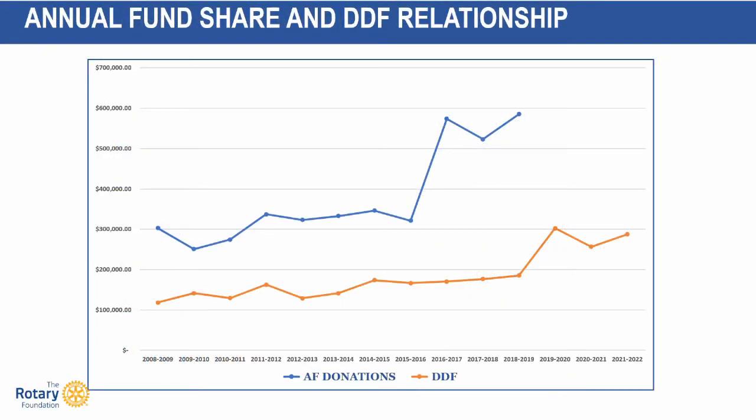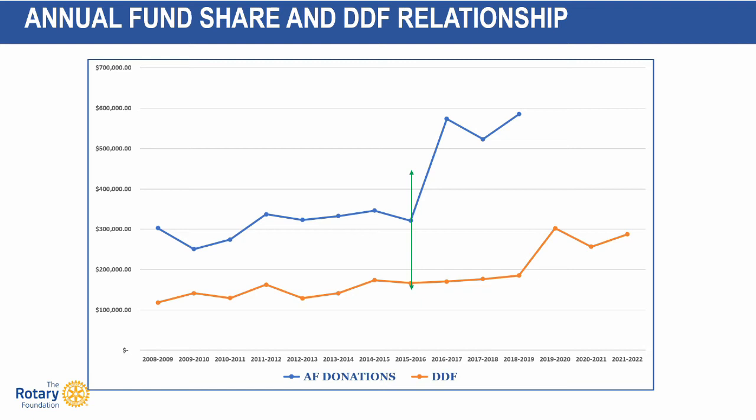This chart shows donations to the annual fund share and the generation of district designated funds. The blue line, which is the top line, represents the annual fund share donations from our members. The orange or the red line is the district designated funds that have been returned to our district as a result of the donations to the annual fund share. From 2008 to 2015, our district contributed about $321,000 annually, which was pretty consistent for that period. For that same period, our district designated funds was about $170,000, which for a small Rotary district is pretty impressive.